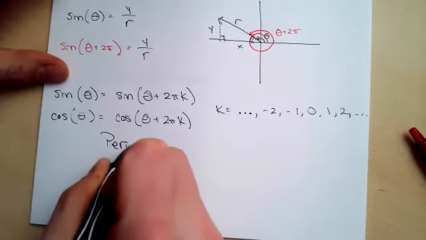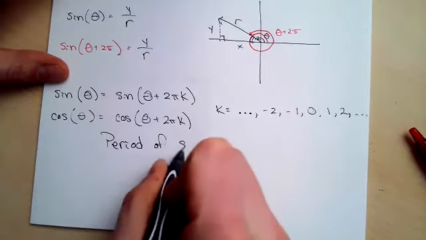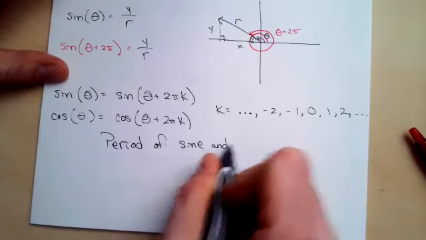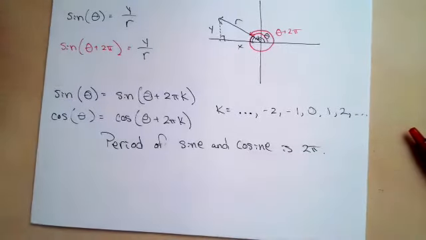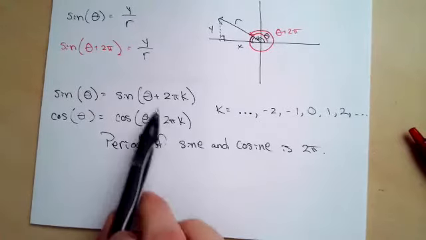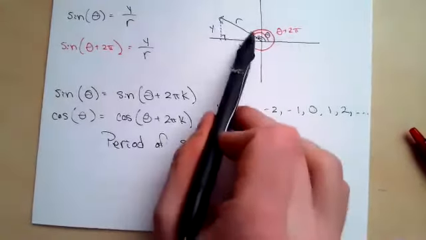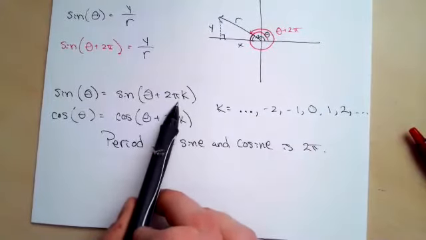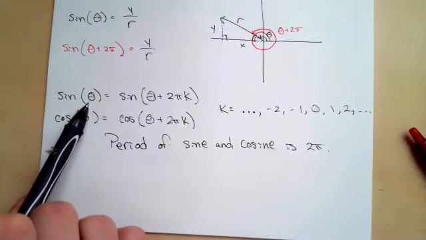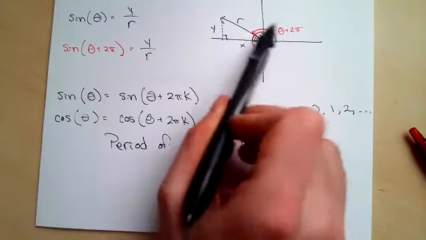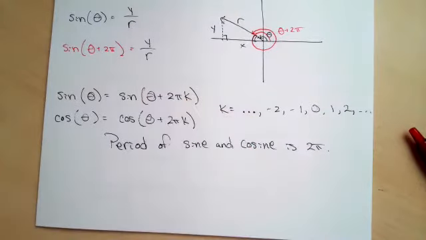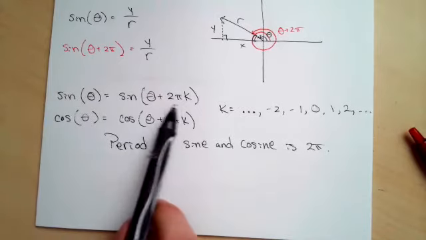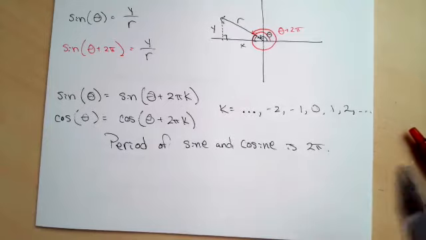In words, we say that the period of sine and cosine is 2 pi, meaning that every time we add an integer multiple of 2 pi, we're going to get the same value, because all we're doing is wrapping around the circle. We're still ending up with that same reference angle in the same quadrant. And so this is something we're going to have to consider now when we take a look at trig equations.